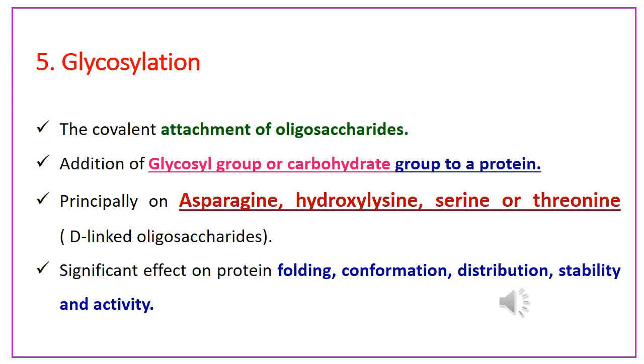Glycosylation. Glycosylation is the covalent attachment of oligosaccharides, the addition of a glycosyl group or carbohydrate group to a protein, principally on asparagine, hydroxylysine, serine or threonine. It has a significant effect on protein folding, conformation, distribution, stability and activity.